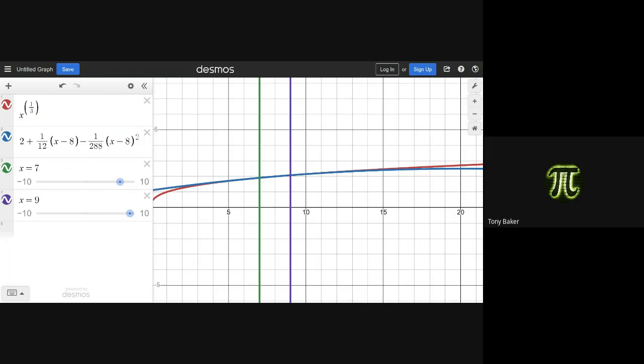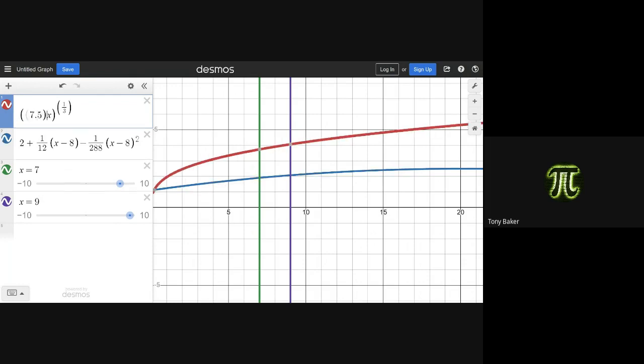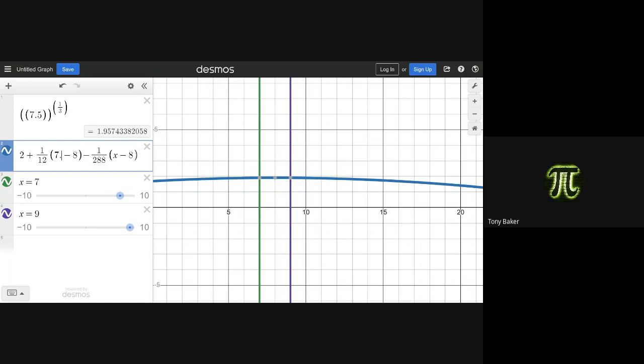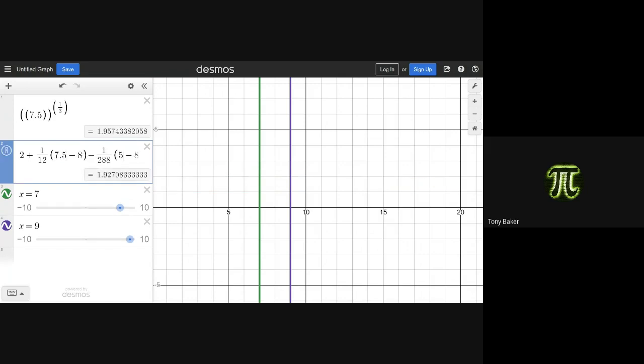So if we wanted to plug in, say, 7.5. And that's pretty close. It's within a couple hundredths. Oh, it's 5.5? You're right, 7.5. There we go. Even better. Way closer. Okay? So that's a really good approximation of it.